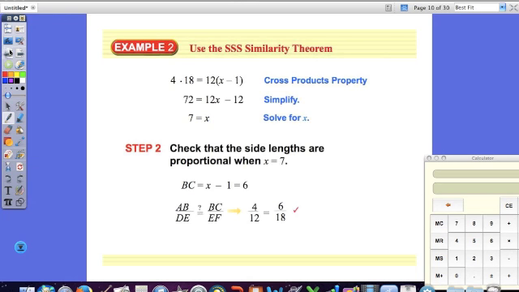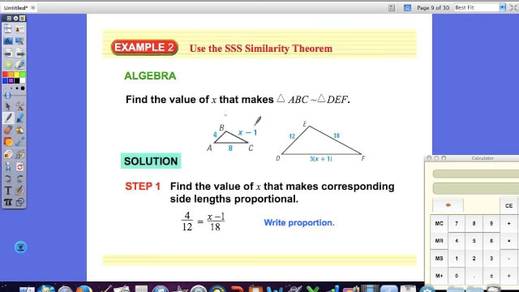And you can go back and double check. I think there was another one. So 7 plus 1 is 8 times 3 is 24. And you can see that 4 over 12 is proportional to 8 over 24, and this would have been 6 to 18.